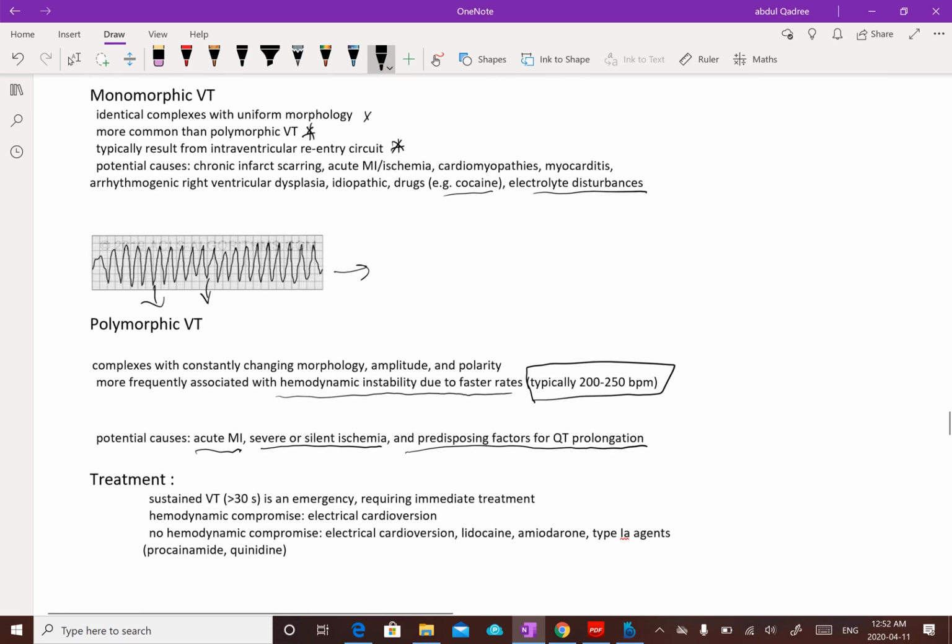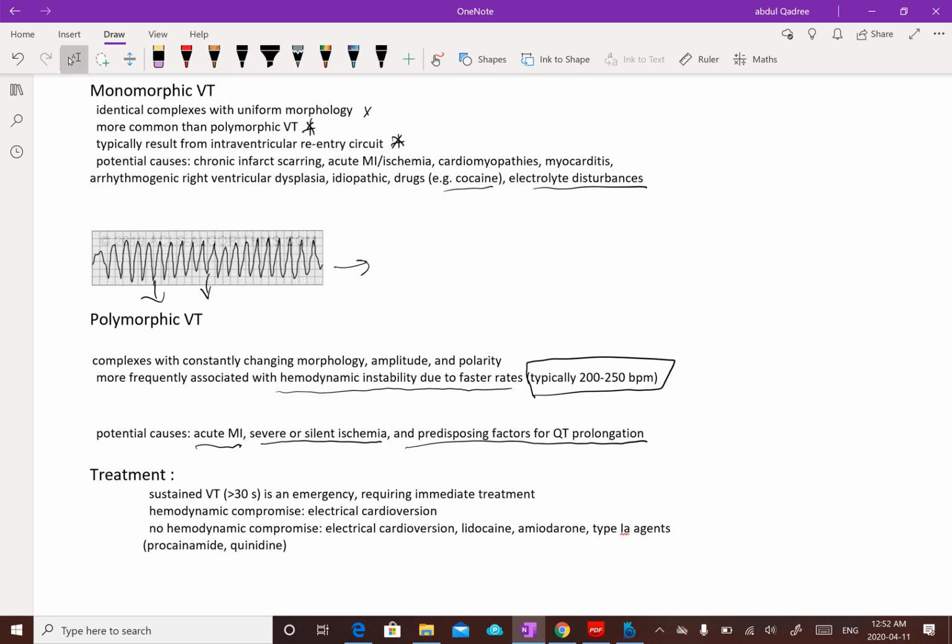All right, so how do we treat ventricular tachycardias? Of course, in general, we have to know if somebody is hemodynamically stable or unstable. If somebody is hemodynamically unstable or compromised, you have to treat them with electrical cardioversion, or synchronized cardioversion, right? So we can also remember that. That's an important part. And if they have no hemodynamic compromise, you can treat them with lidocaine, amiodarone, type 1A agents, procainamide, or quinidine. So these are the types of treatment that you can use to treat ventricular tachycardia. And sustained ventricular tachycardia, anything greater than 30 seconds, is an emergency, so it requires immediate treatment. That's very important for you guys to understand.